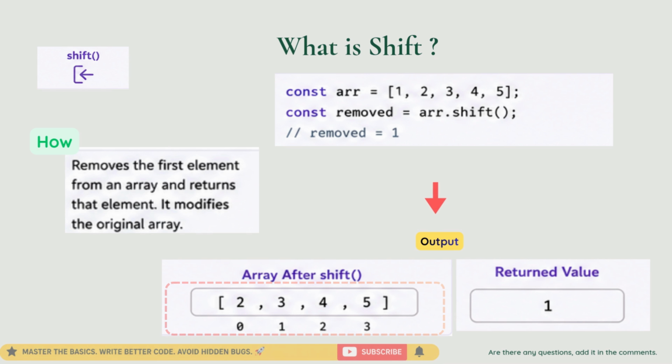Think of students standing in a lunch line. The first student gets food and leaves first. That's exactly how shift works. Important. Shift changes the original array.